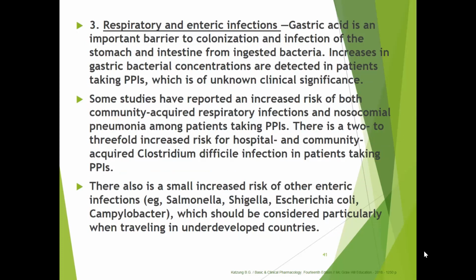Respiratory and enteric infection. Gastric acid is an important barrier against colonization and infection of the stomach and intestine by ingested bacteria. Some studies have reported an increased risk of both community-acquired respiratory infections and nosocomial pneumonia among patients taking PPIs. There is also a small increased risk of other enteric infections, Salmonella, Shigella, Escherichia, Campylobacter, which should be considered particularly when traveling in underdeveloped countries.